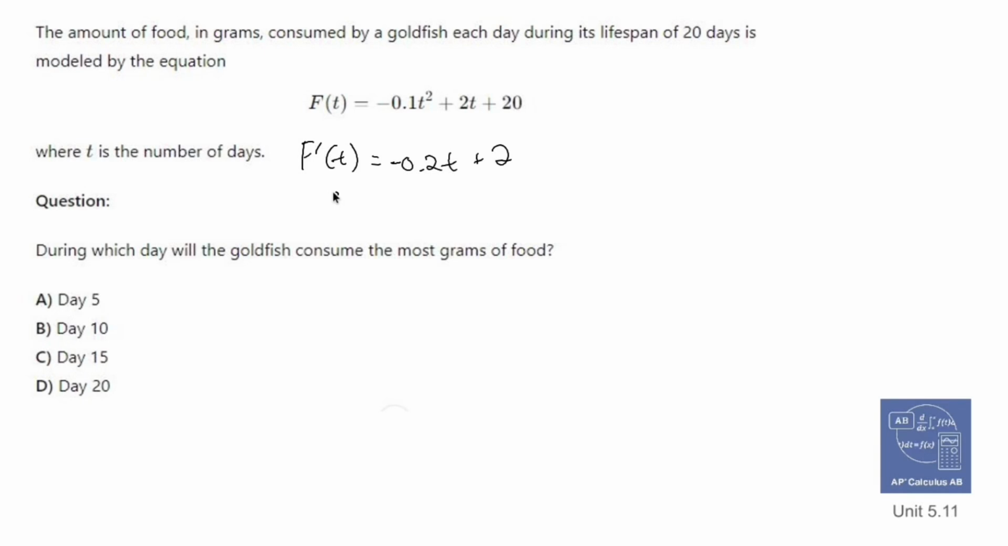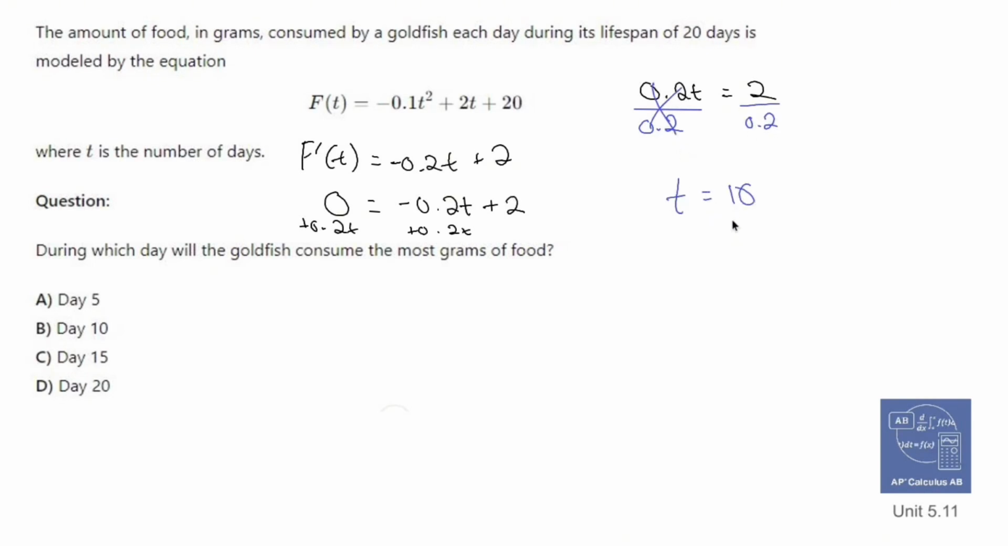In order to maximize it, we set it equal to 0 to find our critical point. So 0 is going to equal negative 0.2t plus 2. Let's add 0.2t to both sides, so I have 0.2t equals regular 2. Let's get a different color in here because why not? Divide both sides by 0.2, and t equals 10, my only critical point, which means the time 10, or in this case day 10, is when Mr. Goldfish is going to consume the most food. Good for you, Mr. Goldfish. Live your life.